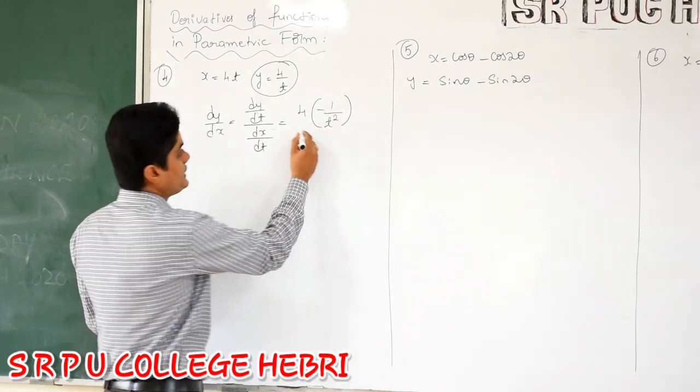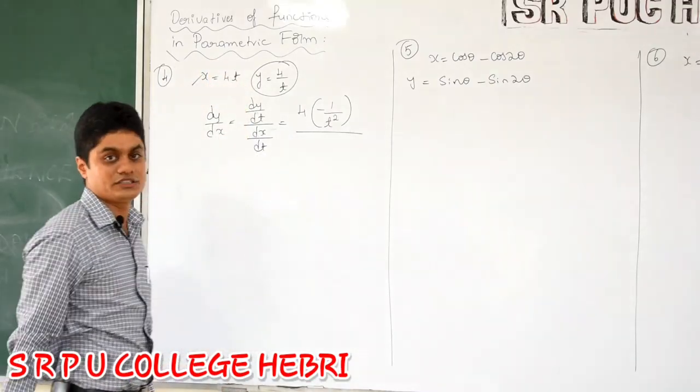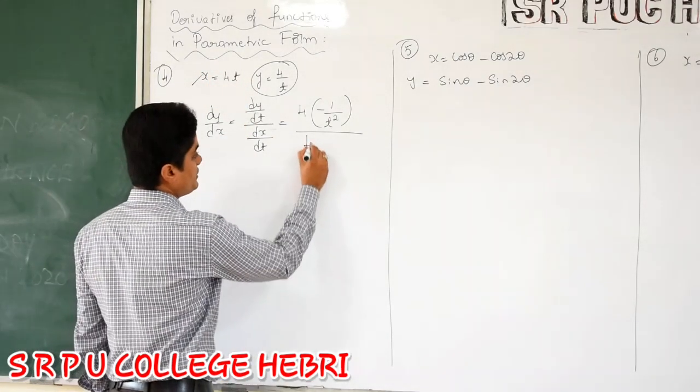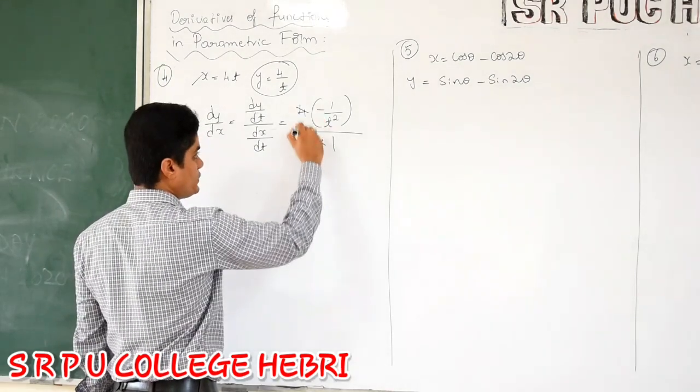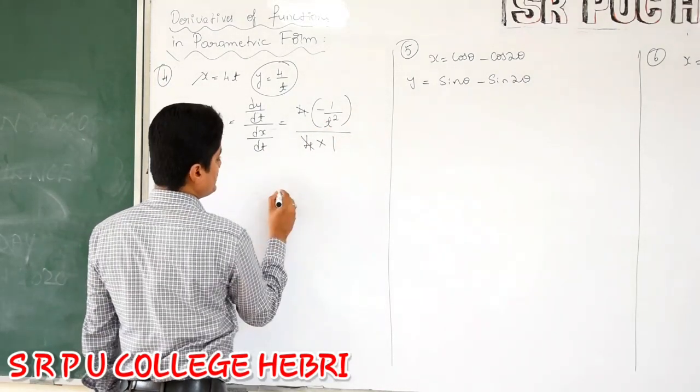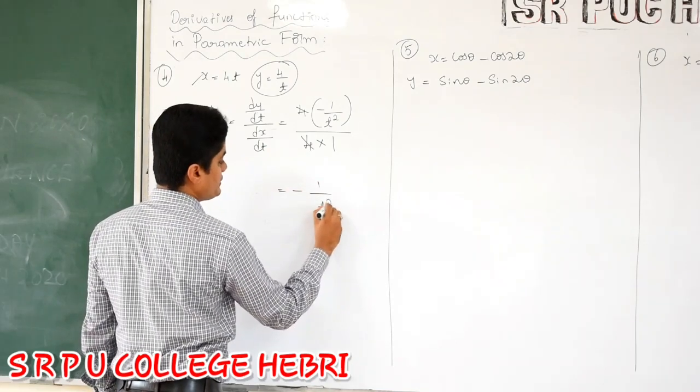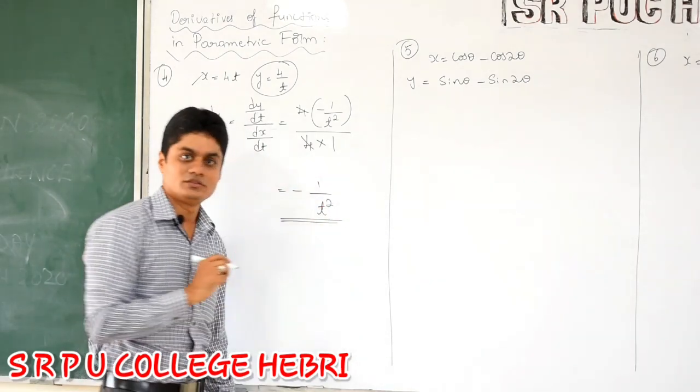I hope you know this. Divided by differentiation of x with respect to t. 4 is constant. Only the differentiation of t with respect to t is 1. So this 4 and 4 cancel. What is the remaining answer? Minus 1 by t square. I hope you understood. Very good.